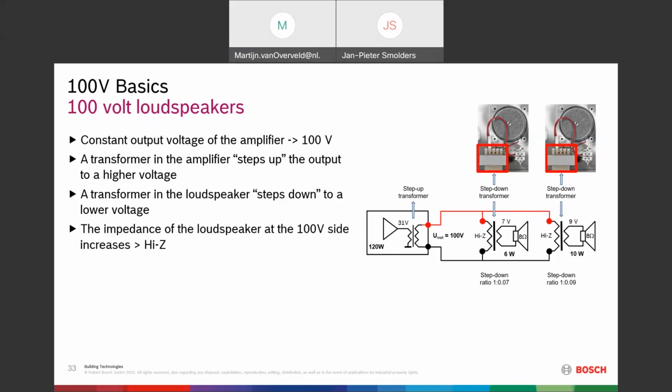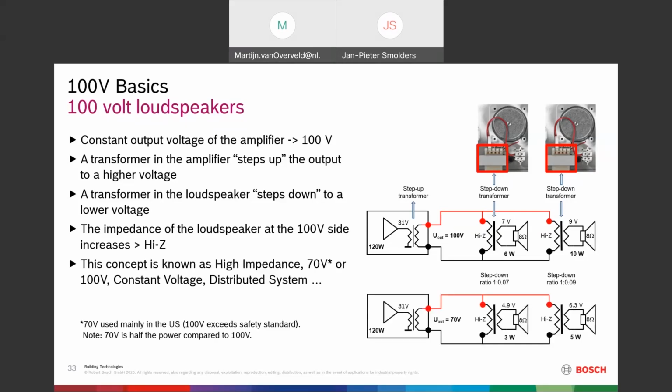Now the impedance of the loudspeaker at the 100-volt side increases. So here we're talking about high Z, so high impedance. We also know this as 70 volt, 100 volt, constant voltage or distributed system. These names are also commonly used. Now 70 volts is used mainly in the US because 100 volt exceeds the safety standard, so they think it's not safe. I have to admit 100 volt is quite a high voltage.